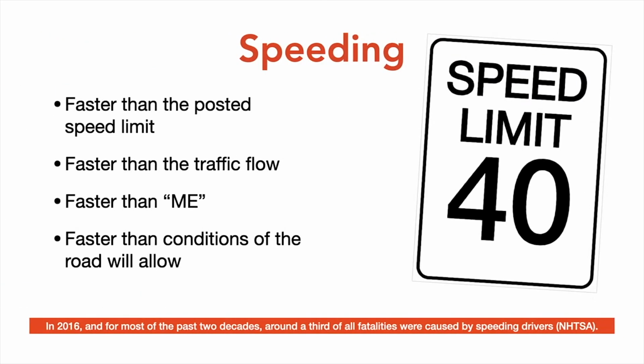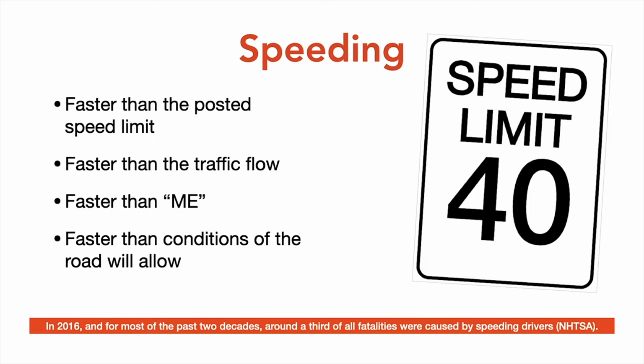Speeding. What are the definitions of speeding? Faster than the posted speed limit, which is what most of us think speeding is. Speeding is also faster than the traffic flow. So we know that most of the traffic flow is kind of 5 to 10 miles an hour over what the posted speed limit is. Driving faster than the traffic flow.